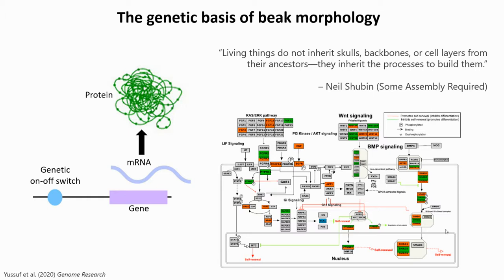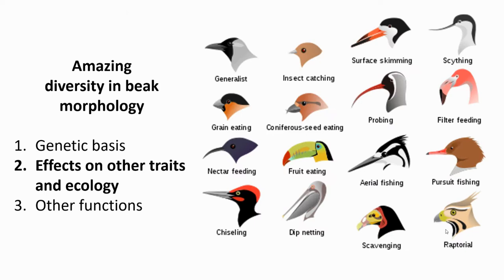Several of these pathways are depicted in the figure on the right. Please don't focus on the details, but notice that by slightly tweaking certain sections of these pathways, you can adjust the expression of particular genes and regulate the development of the beak. The rationale behind this finding is nicely captured by a quote from evolutionary biologist Neil Shubin. Living things do not inherit skulls, backbones, or cell layers from their ancestors. They inherit the processes that build them. Now, the flexible genetic basis of beak morphology explains the diversity that we see today.